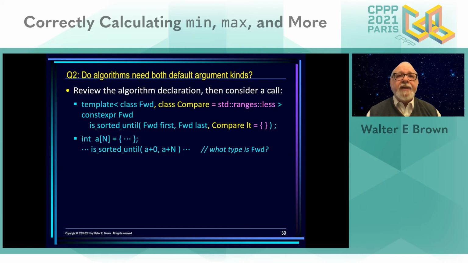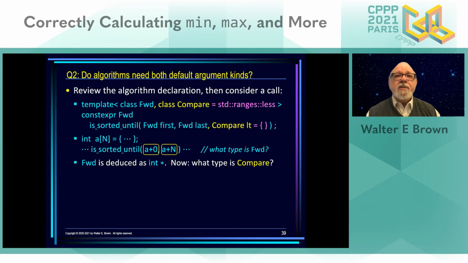So take a few seconds, see if you can deduce, as the compiler would, what type will be deduced for forward. I hope that was pretty straightforward. Forward, of course, is deduced as an int star because both a plus 0 and a plus n are int stars, are pointers to int.